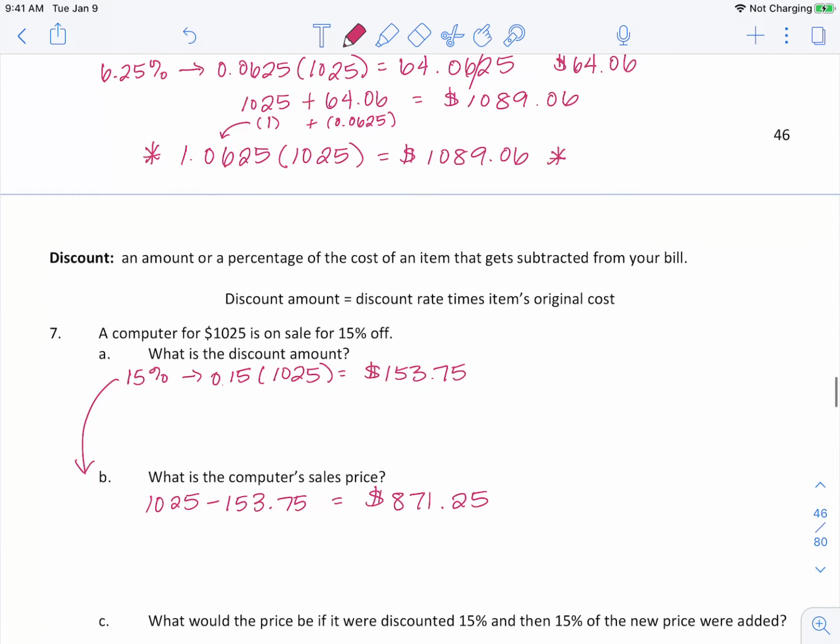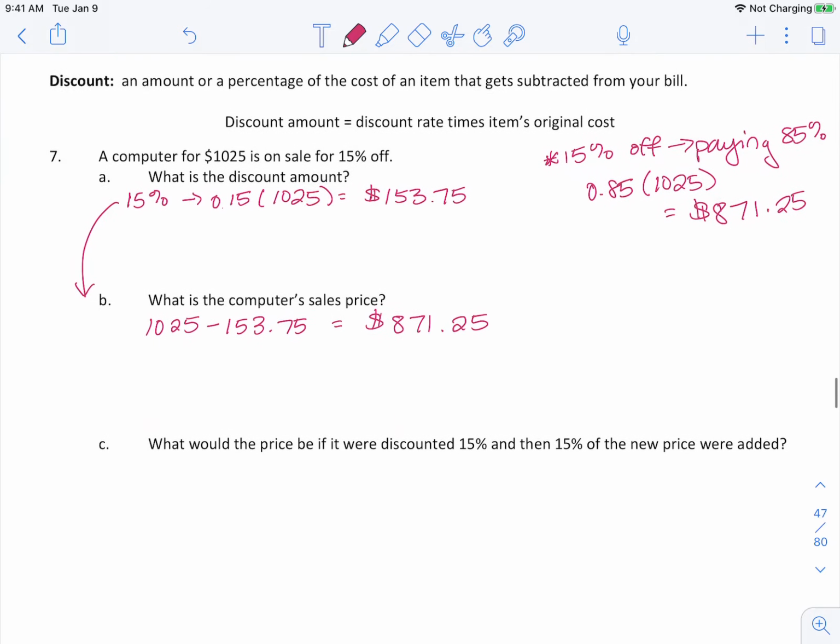Okay, now there is another way we can do this in one step, kind of like we did with the sales tax. Remember, if you have 15% off, that means you're paying 85%. So you could also do 0.85 times 1025, and that's going to give you $871.25, which is the same as figuring out the 15% and subtracting it.